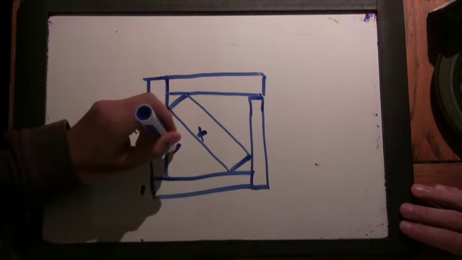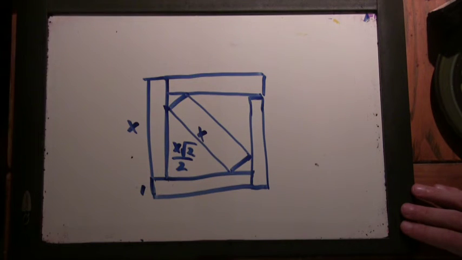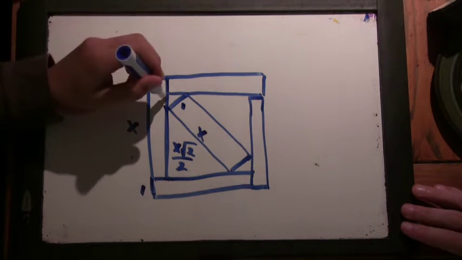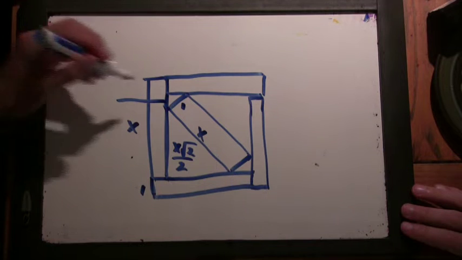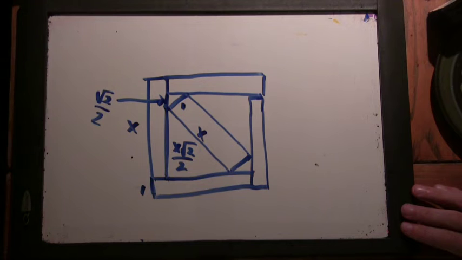Do you know how you figured that out? Because this is an isosceles right triangle. Okay. So they both squares need to add up to x. Good. And this is 1. So the short side here is root 2 over 2. Yep.